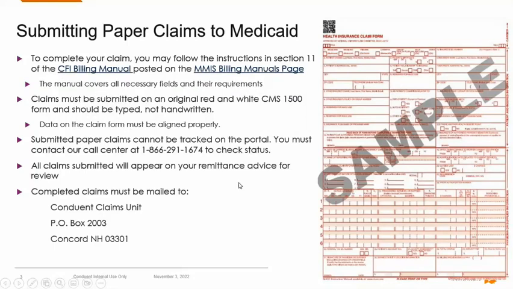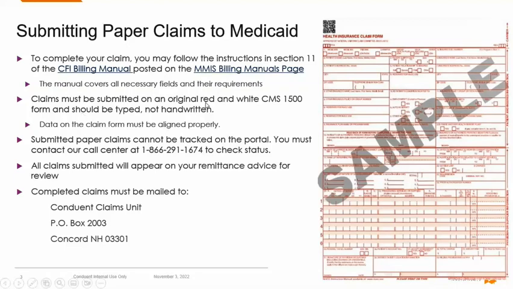Some of the basic requirements would be the patient's Medicaid ID number, their address, their gender, their date of birth. A diagnosis code is always required on a claim. Your procedure codes, your dates of service, units, and total charges. Also, other requirements would be your billing provider ID. So again, the manual would cover all of those necessary fields for you.